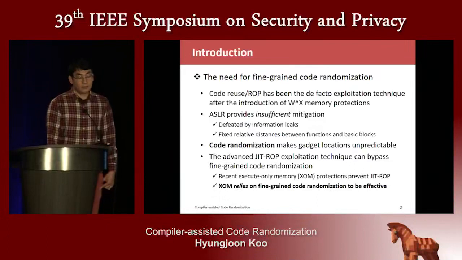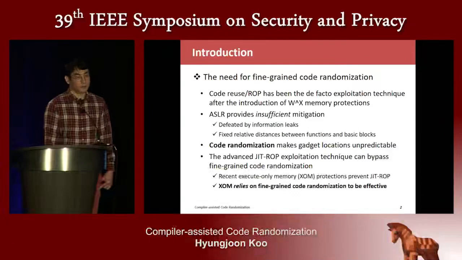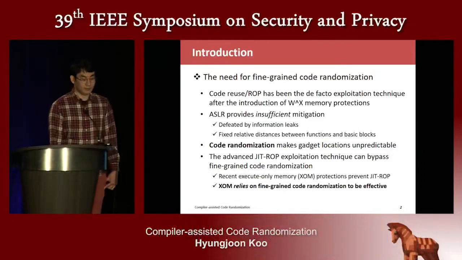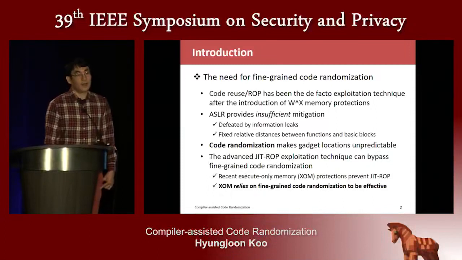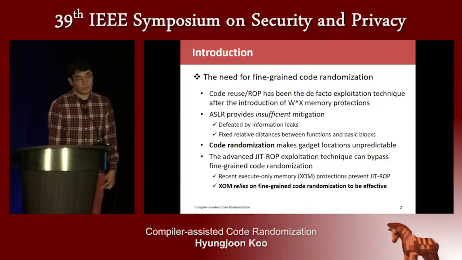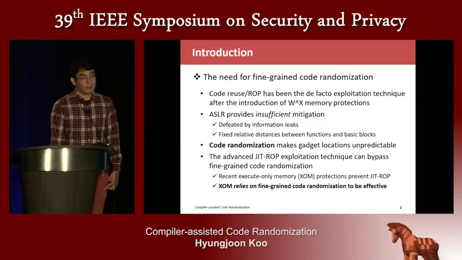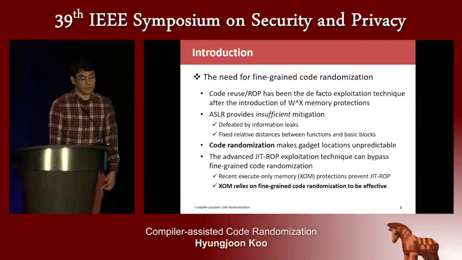It makes gadget locations unpredictable. Here, a gadget is a sequence of instructions for constructing a functional payload for attackers. We have the advanced just-in-time ROP exploitation technique that allows attackers to collect the gadgets on the fly, which ended up bypassing fine-grained code randomization. But still, we have another protection mechanism called execute-only memory. Execute-only memory also relies on fine-grained code randomization to be effective.